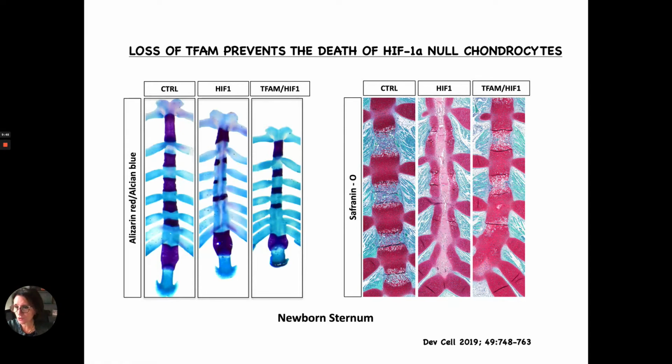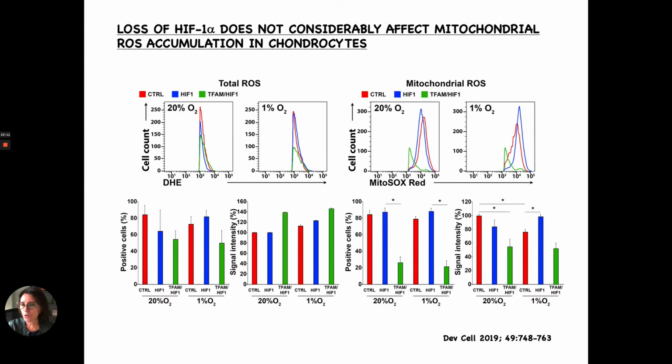And this is not true only in the limbs, also in the sternum, that is another target of the PRX1 Cre lineage. We see a picture that is very similar to what we have observed in the limb. So basically knocking out TFAM in the context of IF1 prevents the massive cell death due to the loss of IF1. Why is this the case?